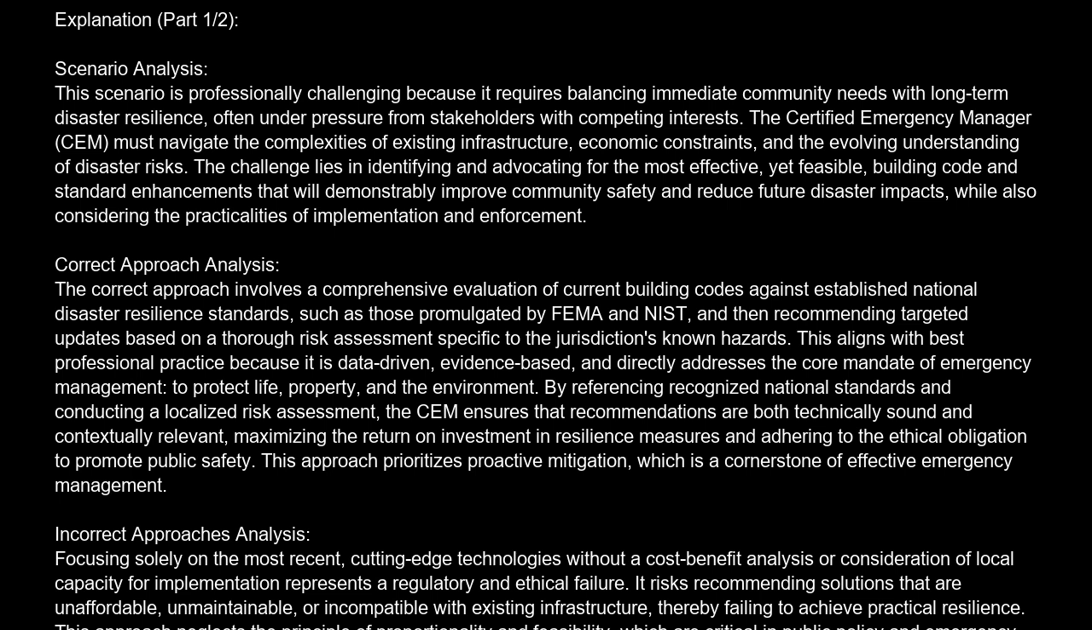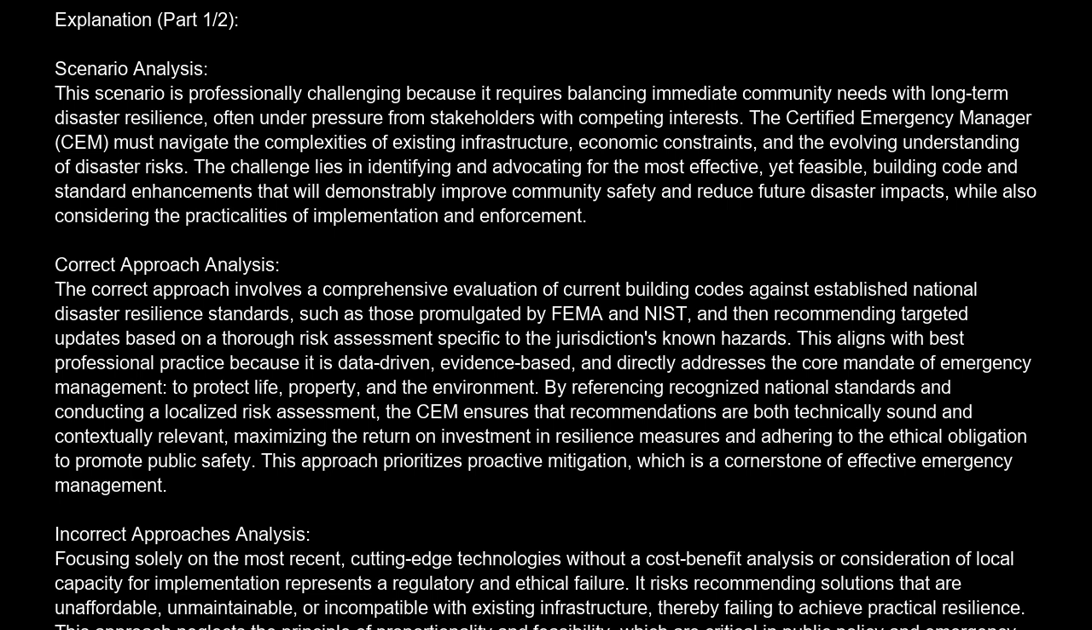By referencing recognized national standards and conducting a localized risk assessment, the CEM ensures that recommendations are both technically sound and contextually relevant, maximizing the return on investment in resilience measures and adhering to the ethical obligation to promote public safety. This approach prioritizes proactive mitigation, which is a cornerstone of effective emergency management.